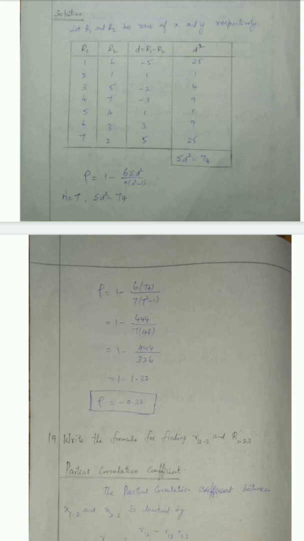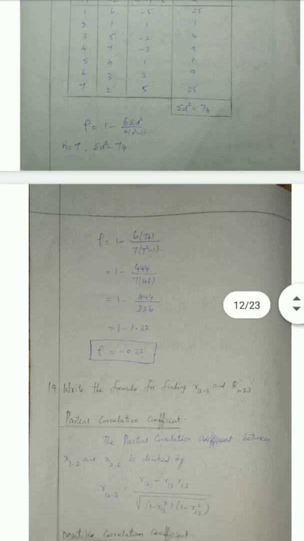So D square becomes minus 5 the whole square is 25. 1 square becomes 1. Minus 2 square is 4. Minus 3 square is 9. 1 square is 1. 3 square is 9. 5 square is 25. Therefore summation D square is 74.